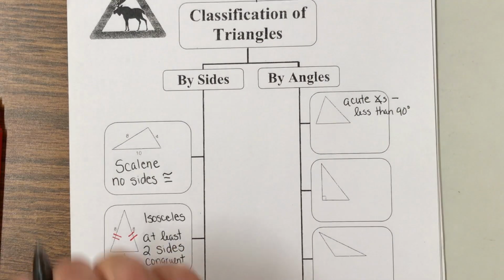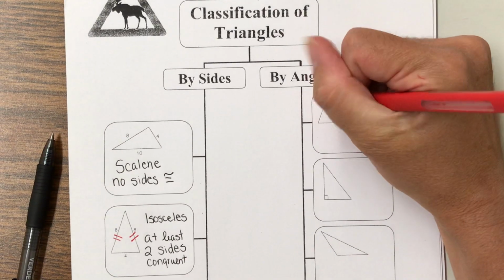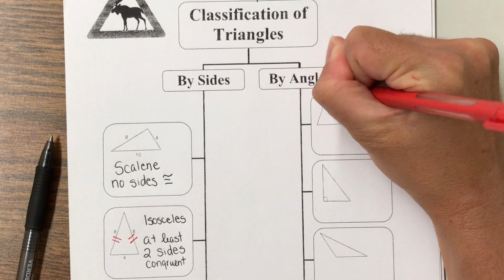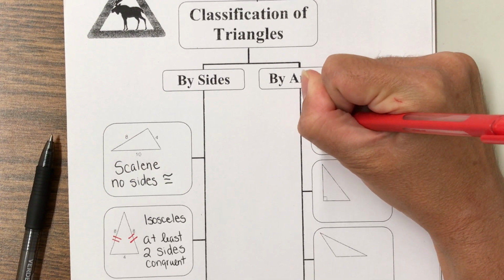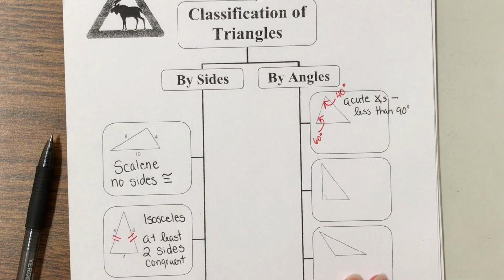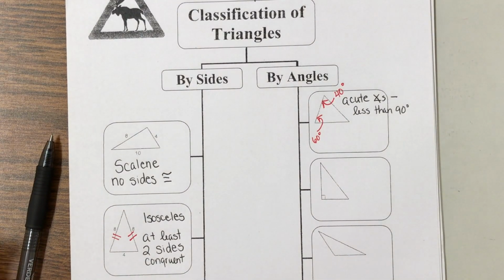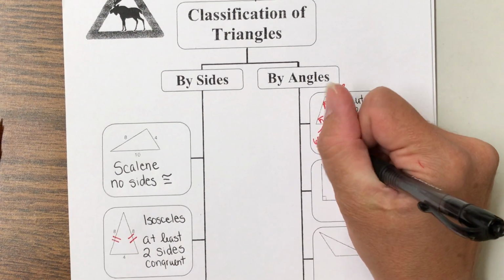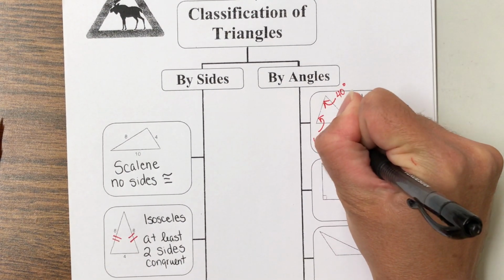So in this picture, now I'm just making up angle measures here. Let's say that this angle measure is 40 degrees. And then this angle measure is maybe 60 degrees. Then we're going to have an acute triangle because all of the angles in this picture are less than 90 degrees. So we have an acute triangle.